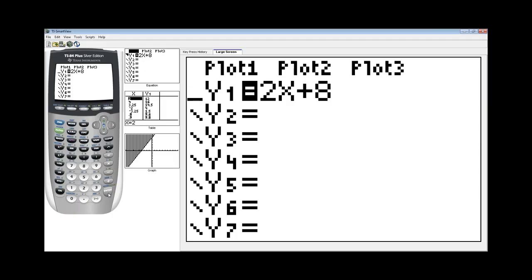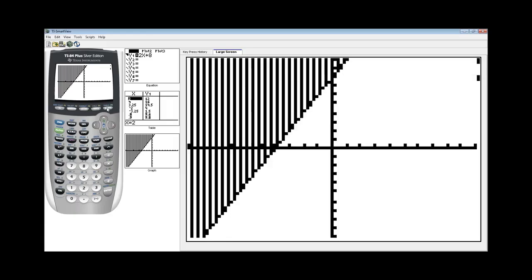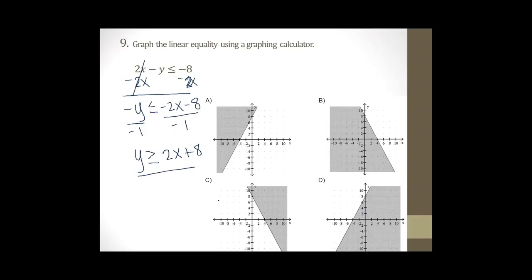So you see how it's showing that upper corner shaded? That's the one we want to use. So that is the way of telling the calculator, I want to graph y is greater than or equal to, or just greater than, because it doesn't specify whether it's a dotted or solid line when you're shading. So now we're ready to graph. We press graph, and then there we go. So that's our graph of the inequality. And then if we go back to our options, that would be option A.